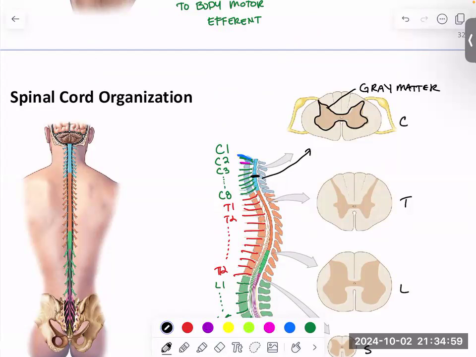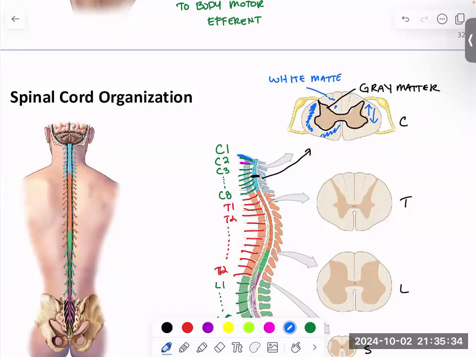The white matter is everything else. That is all the white matter. The white matter is how information will either travel up to the brain or travel down through the spinal cord. So the white matter is sending information up or down. And the gray matter is what's processing information that is traveling through the spinal cord.